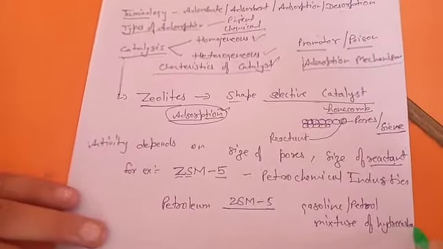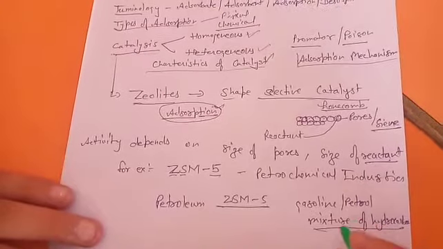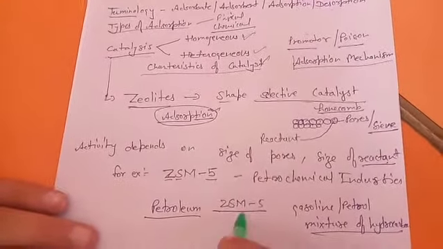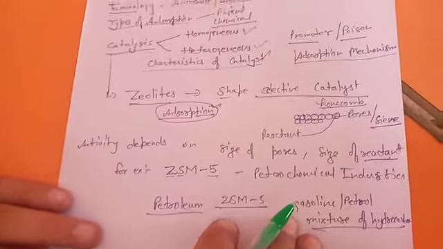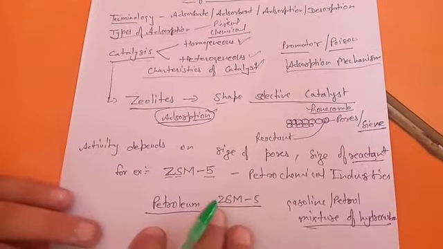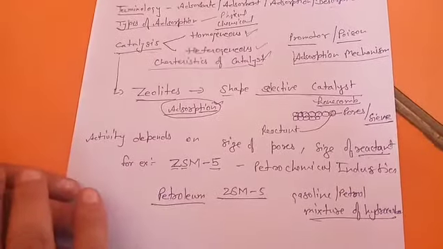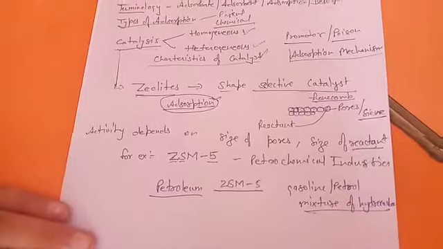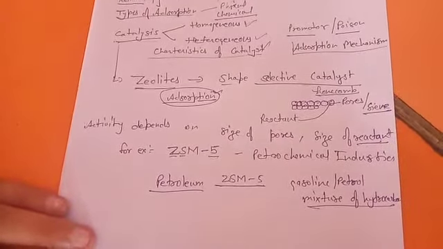You know the fuels you are using, like LPG, gasoline, petrol, diesel, they are all made from petroleum. So when we use ZSM5, we get these products. That's why we say that in the fractional distillation of petroleum, using ZSM5 as a catalyst, a mixture of hydrocarbons is obtained. This is an example of how zeolites act as a catalyst.